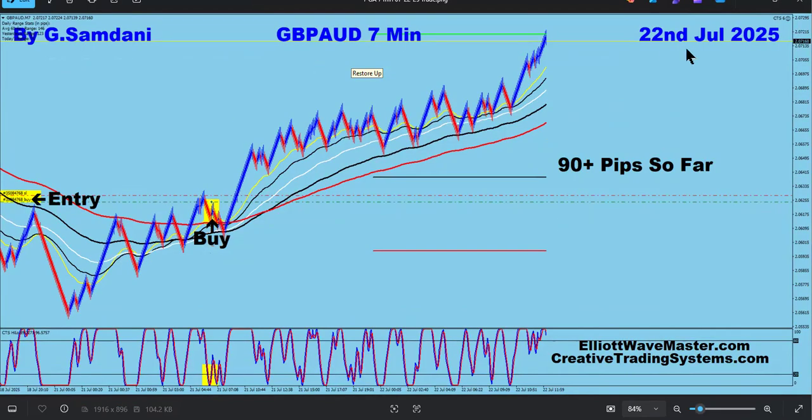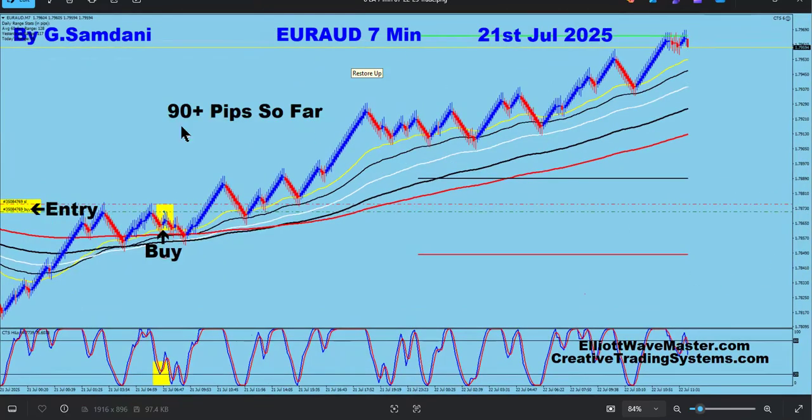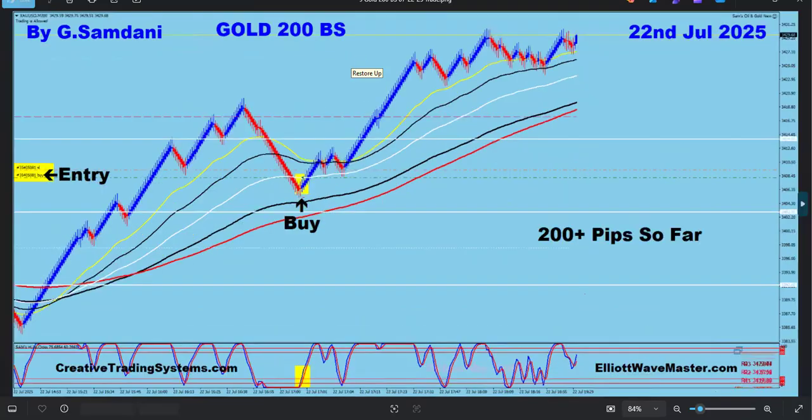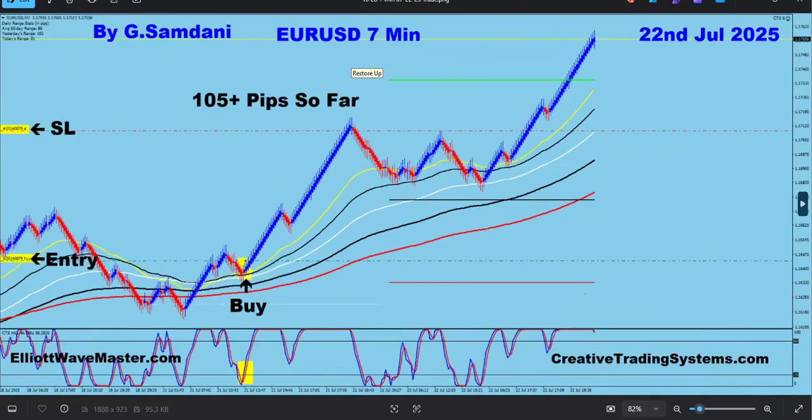So pound Aussie here, 22nd, 90 pip going to the upside, and then this one is Euro Aussie for 90 pip as well, on the back of the weakness of Aussie in both pairs. Aussie is on the right hand side, so if Aussie gets weaker, both go up. Gold again is a beautiful entry here from the 200 box size chart for 200 pip.